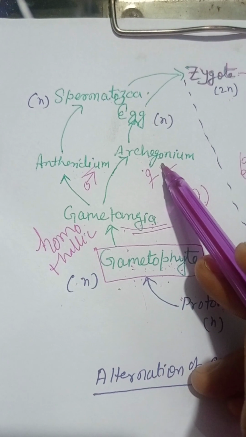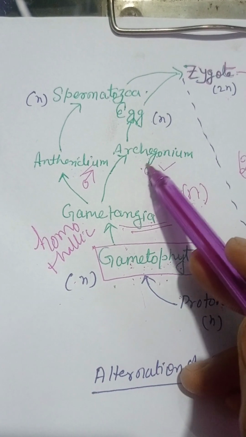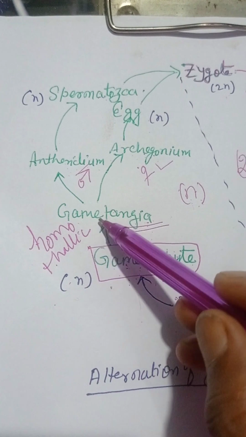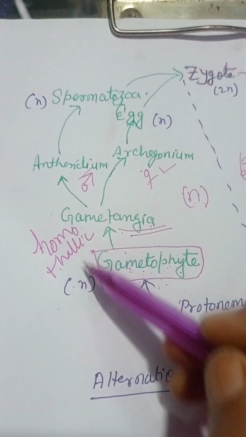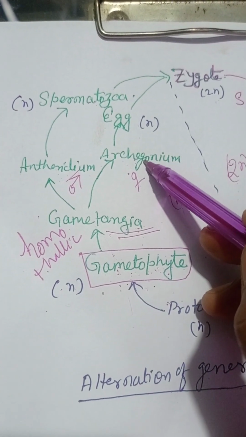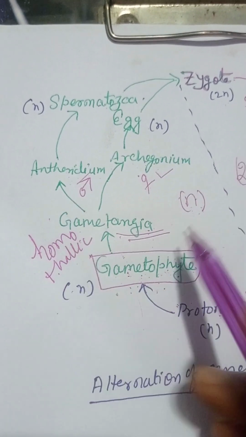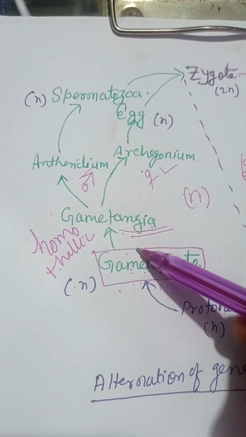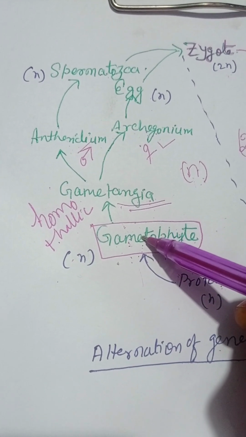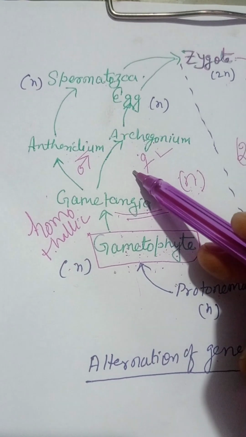If both the structures, the gamete producing structures, that is the Antheridium and Archegonium, are borne upon the same plant, they are called homothallic. And if the female gametophyte bears the Archegonium, and the male gametophyte bears the Antheridium, as separate entities, then they will be called heterothallic. So likewise they have got the names. So here the thallus is homothallic because both the gametes are borne by the same plant.